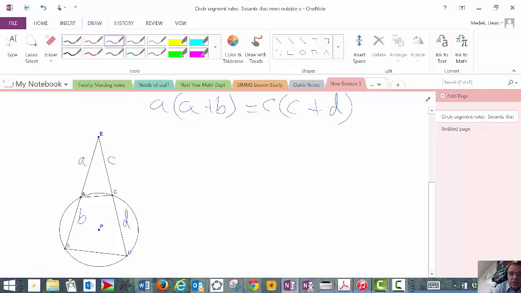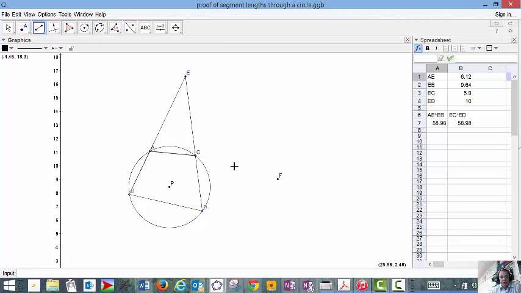And I've been telling students that an easy way to remember that is the outside times the whole is equal to the outside times the whole. Or you could say the outside times the outside plus the inside is equal to the outside times the outside plus the inside. Okay, but why is that true? Well, it must be true because there's some similar triangles. We just have to figure out what those similar triangle relationships are.